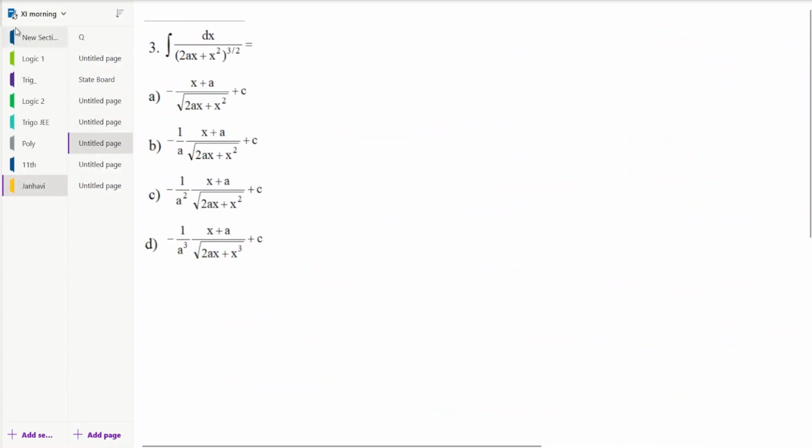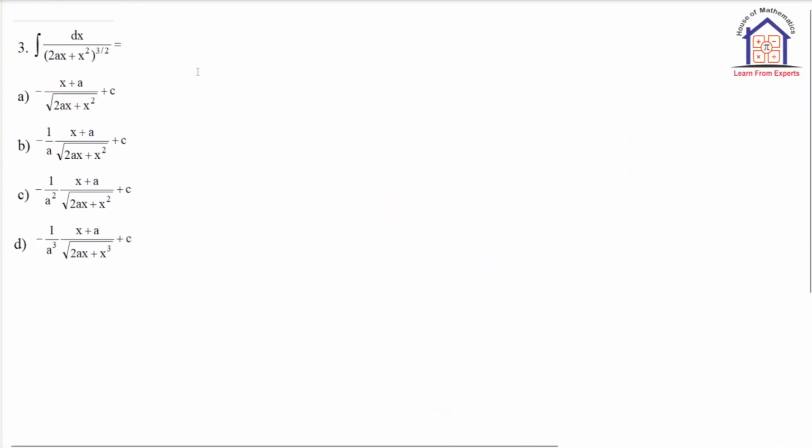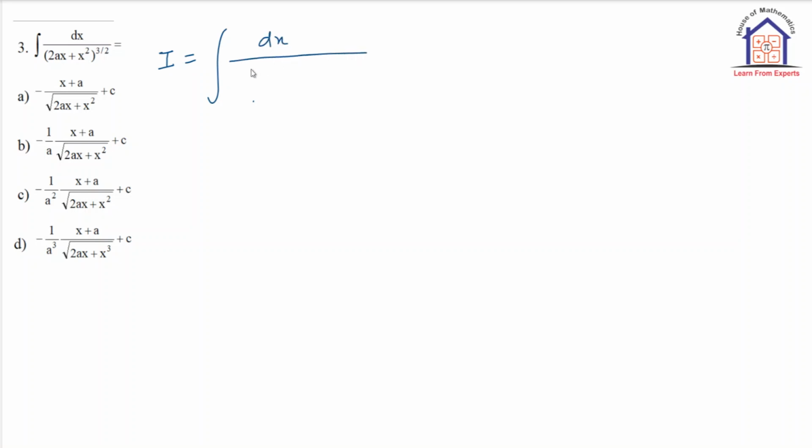Now see the next question, number 3. This is the integral of dx by (2ax plus x square) to the power 3/2. So see here how we can evaluate this integral using some special, typical substitution. So I have this integral dx by (2ax plus x square) to the power 3/2.